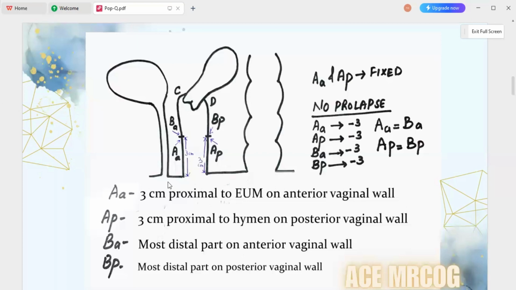So you can say that the first 3 centimeters from... everyone, can you please mute the mics?